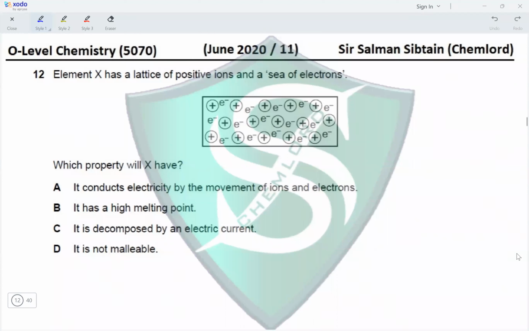Question 12. Element X has a lattice of positive ions and a sea of electrons. So this is basically the lattice of a metal. Which property will X have? It conducts electricity by the movement of ions and electrons. No, ions will not move in metals. Electrons will move. It has a high melting point. Yes, metals have high melting points.